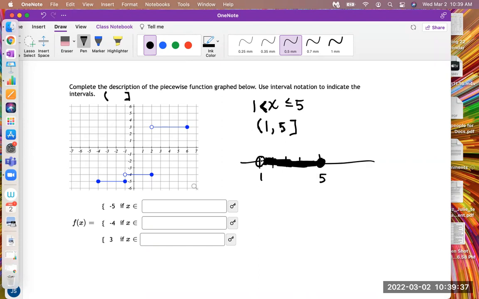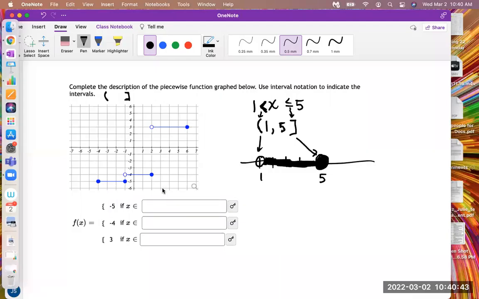But then not actually equal to 1. And then we shaded in the 5 because the 5 is included in the answer. So that's what it would look like. So this strict inequality is associated with the parenthesis and with the open circle. And then the or equal to is associated with the square bracket and with the shaded in circle.